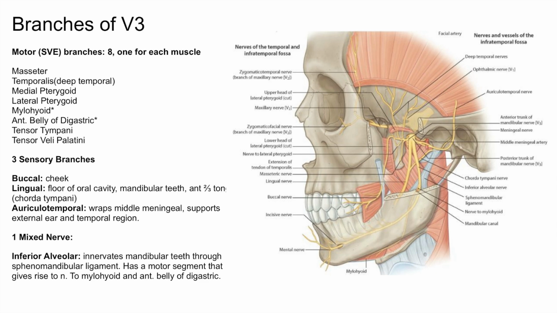So the high yield structures here are that V3 splits into motor branches to all arch 1 muscles, 3 major sensory branches, which are going to be your buccal, your lingual, and your auriculotemporal, and 1 mixed nerve, which is the inferior alveolar nerve. And if you just keep that framework, again, you can rebuild it pretty quickly.